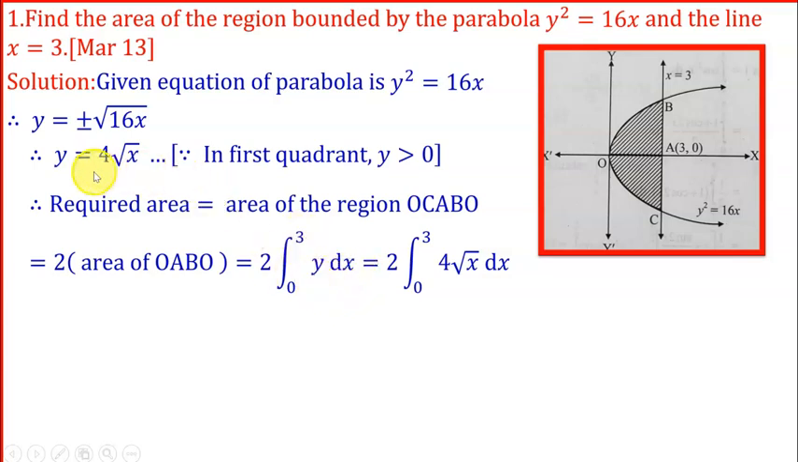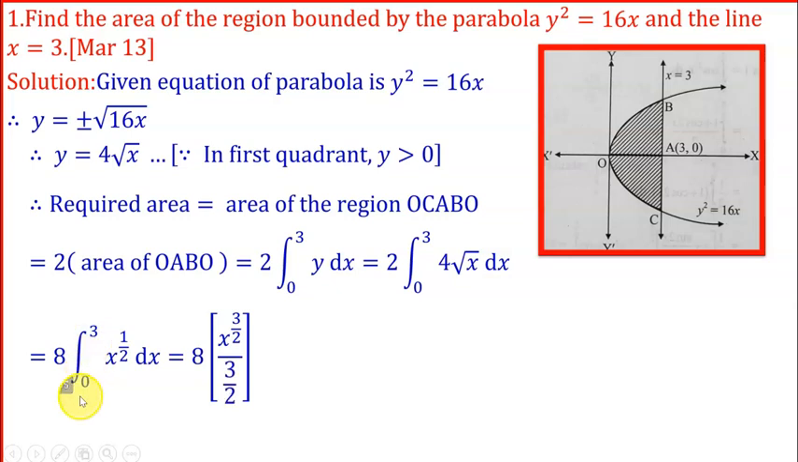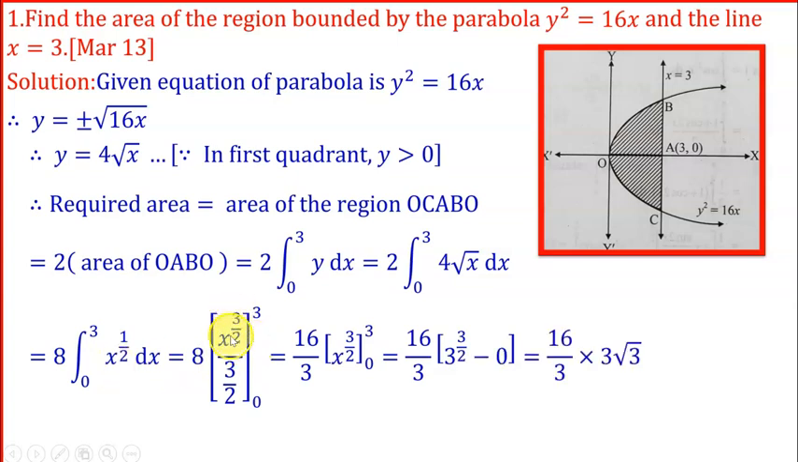But what is the value of y? Y is equals to 4 root x. Substitute the value of y, then integrate. 4 into 2, 8. Therefore, integral 0 to 3 x raised to 1 upon 2 dx. What is the integral of root x? That is x raised to 3 by 2 upon 3 by 2. Then after simplification, you will get here 16 upon 3 x raised to 3 by 2, lower limit is 0, upper limit is 3.